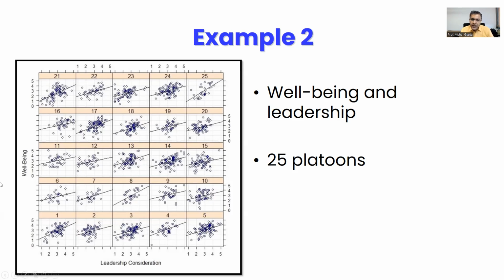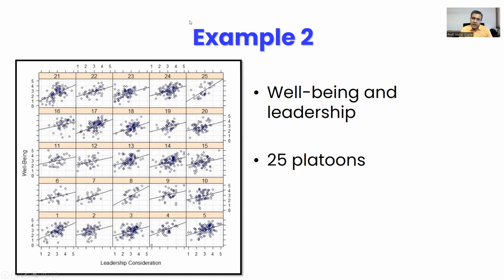And this is, again, we will use the terminology that this model is showing that there is random intercept and random slope. That means the slopes are different for different platoons and the intercepts are also different for different platoons. I have just plotted 25. In the data there are 99 platoons.